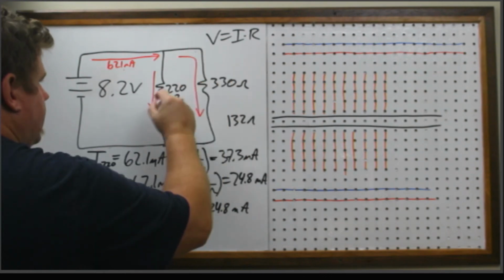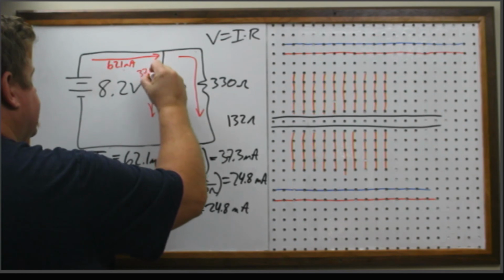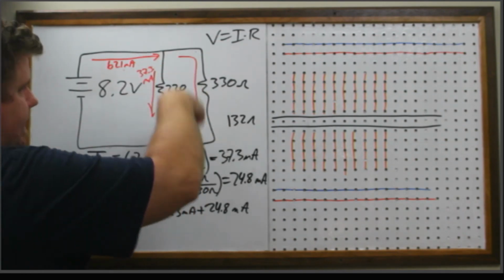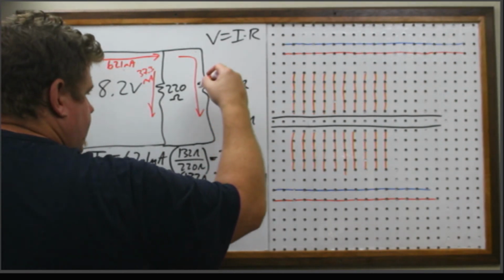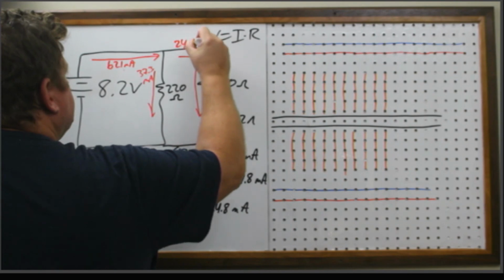So the smaller one should get the bigger current. That's another check, 37.3 milliamps, because there's less resistance here and more resistance here. And then this one is the 24.8. Okay.